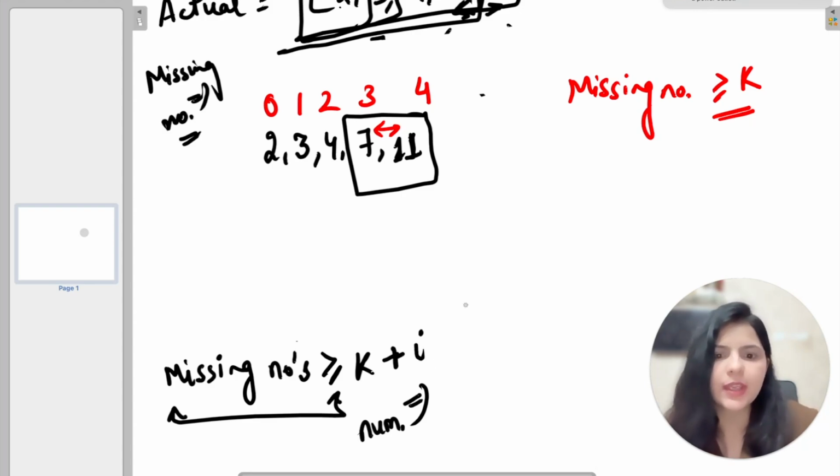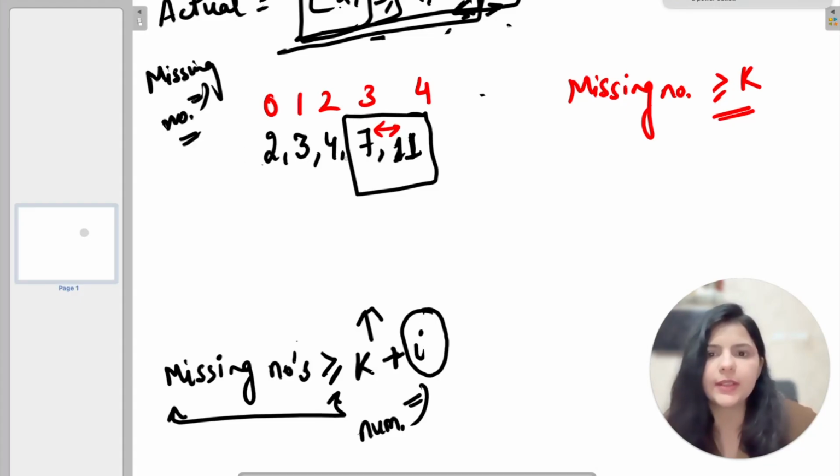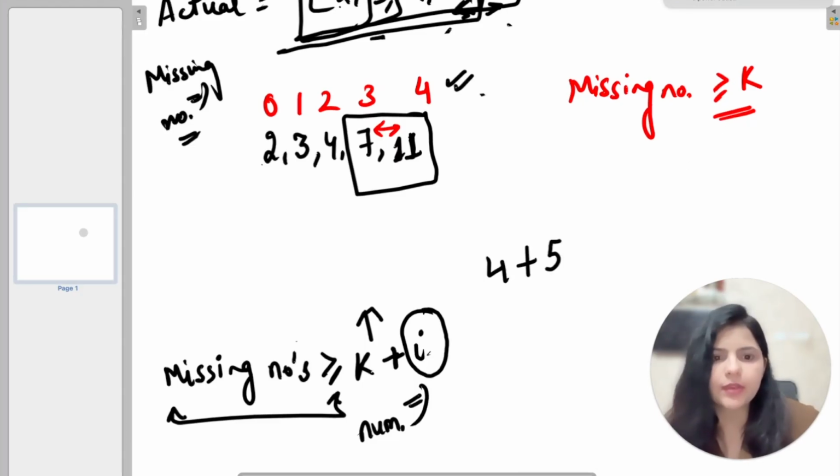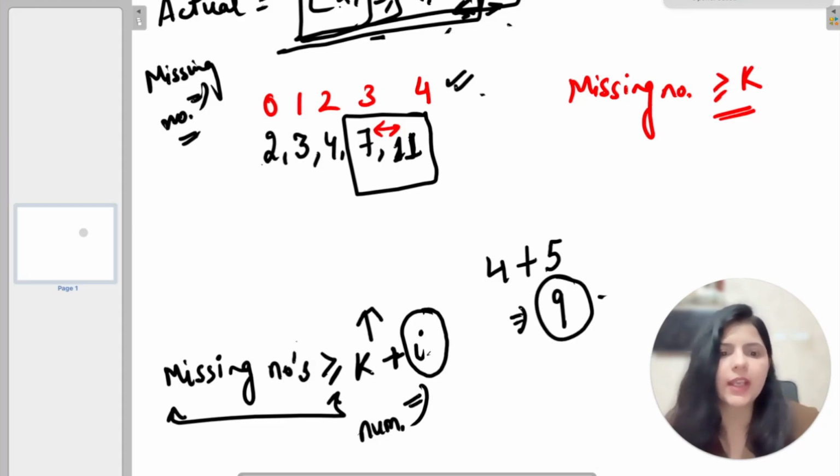Why k plus i? Because you want to find the kth number and you have already processed the i numbers, right? So if you see here, your index is 4, right? You have reached index 4. 4 plus missing number is the 5th number, right? 5 plus 4 is 9. So that 9 is going to be your output.